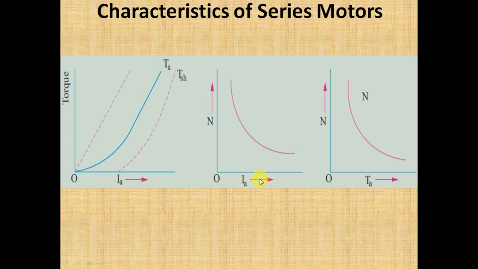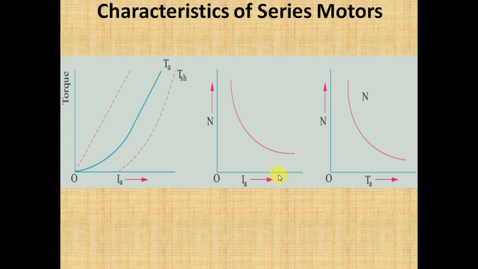At heavy loaded conditions, definitely the magnitude of armature currents will be large. As speed is inversely proportional to that of the armature current, therefore for very large values of armature current, the speed will be low. This small value of speed at the larger magnitudes of armature current will cause the back EMF to be a smaller value. This is from the standard relation back EMF is equal to PNZ by 60A.